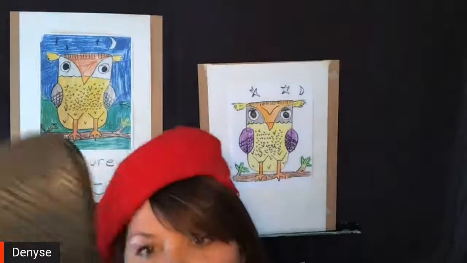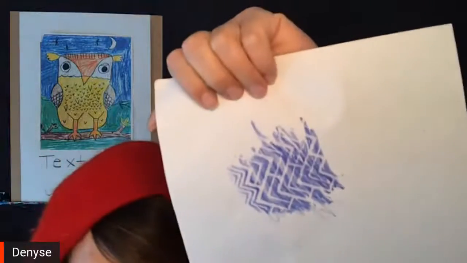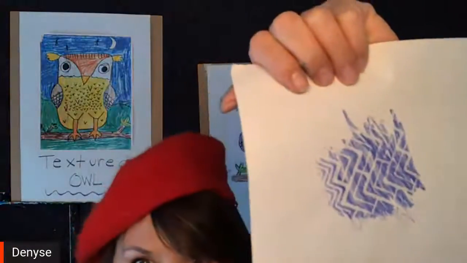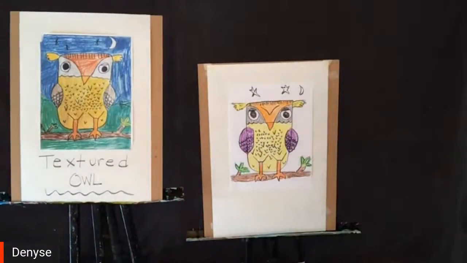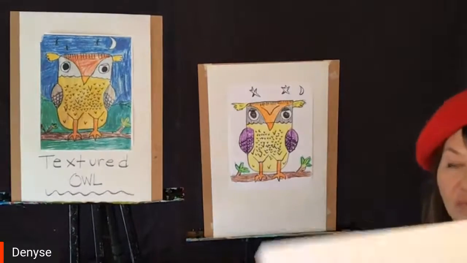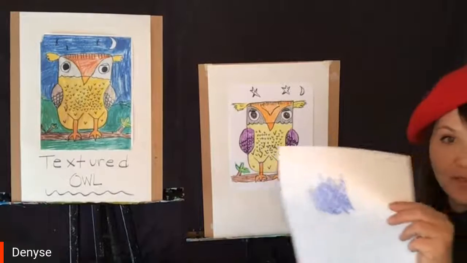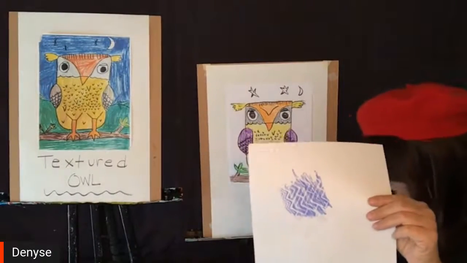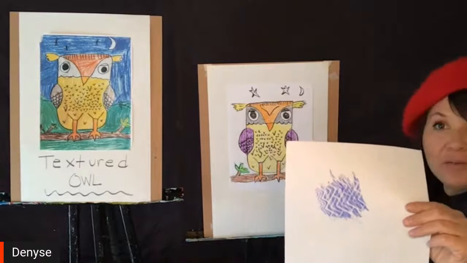So that is called a texture rubbing. So that's the illusion, right, of this texture, which is the real texture, and here's the illusion of it. Now, what would I do with this? Well, I would fill this whole paper up with different textures. I would overlap different colors. Okay, and then I would make it into something.